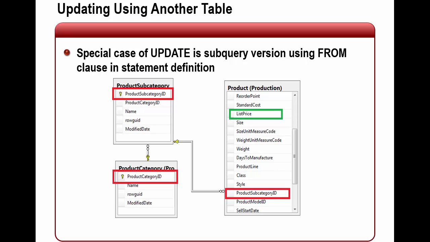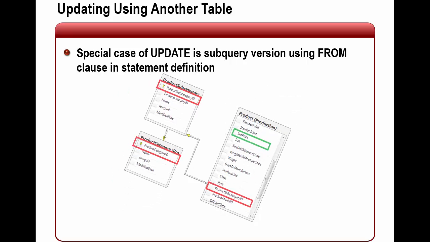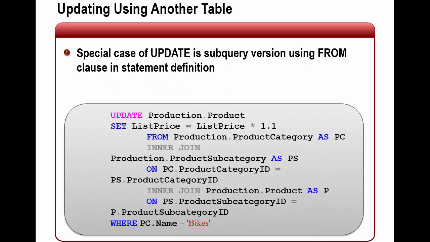So to change the list price, I need to connect product category with product subcategory, and subcategory with product, to get the name in the product table. Basically, it's a totally inner join relationship. So set list price from product category, inner join product subcategory on category ID, inner join product on subcategory ID, where name is equal to bikes. So basically, it's two joins with three tables to change records in a totally different table.